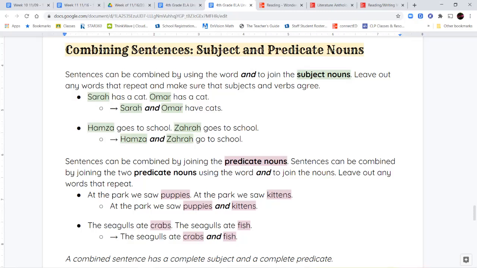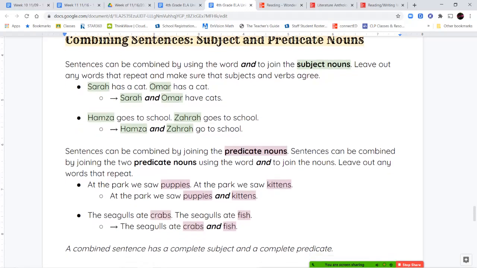I can say Hamza goes to school, Zahra goes to school. But when I combine them, I say Hamza and Zahra go to school. I don't say Hamza and Zahra goes to school because goes is referring to one. He goes, she goes. But if it's more than one, I say we go or they go. So pay attention to that. Make sure that your verb matches the sentence.